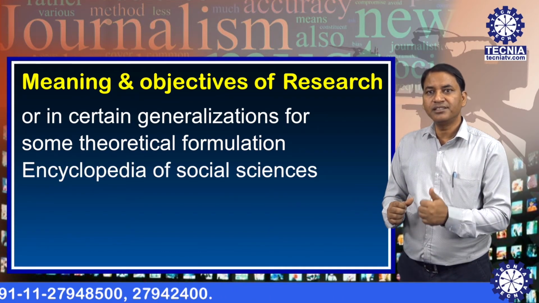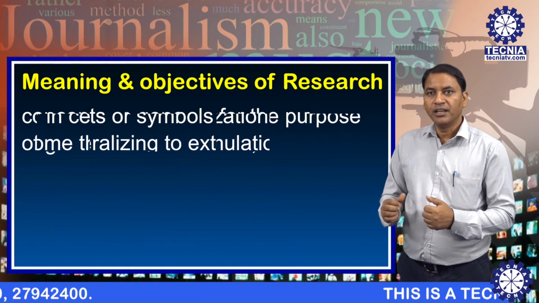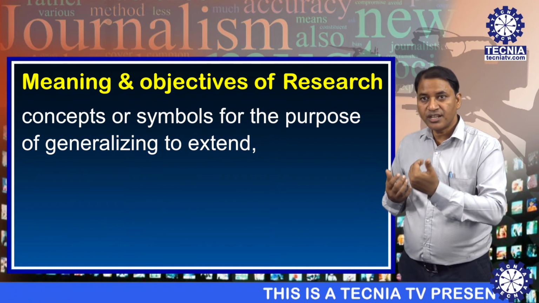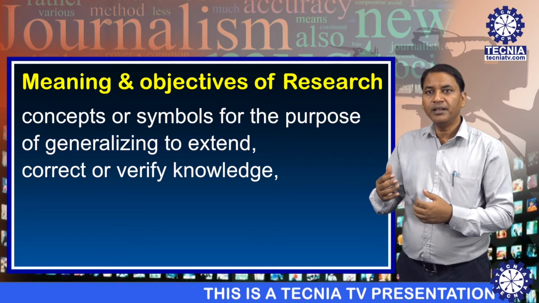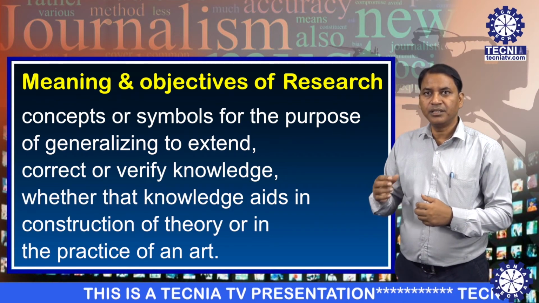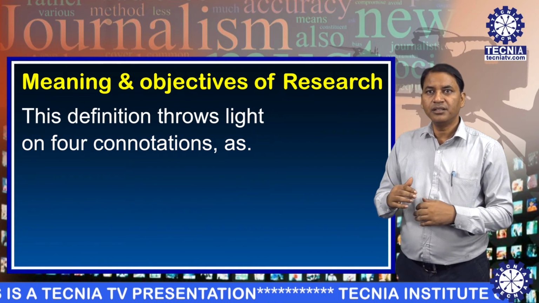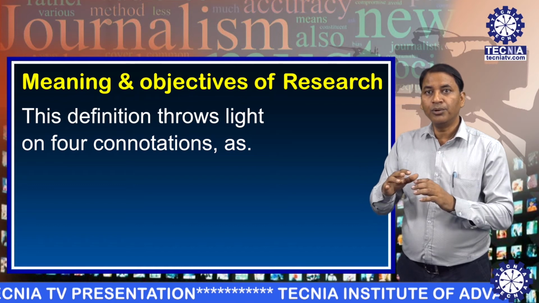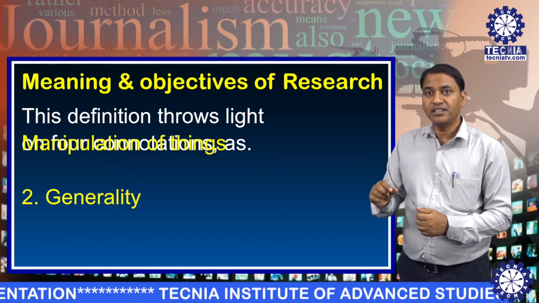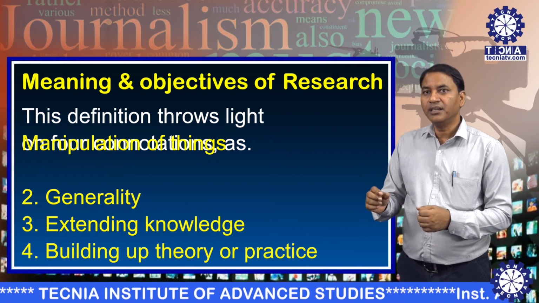The Encyclopedia of Social Sciences defines research as the manipulation of things, concepts or symbols for the purpose of generalization to extend, correct or verify knowledge, whether that knowledge aids in construction of theory or in the practice of an art. This definition throws light on four connotations: manipulation of things, generality, extending knowledge, and fourth, building of theory or practice.